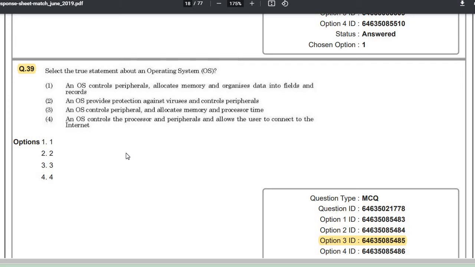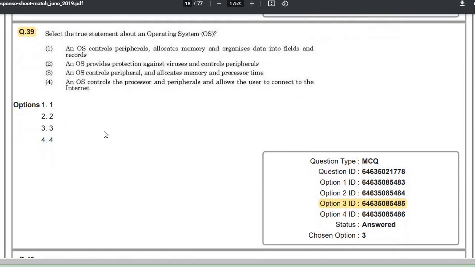Select the true statement about the operating systems. This question is from the information technology section. An OS controls peripherals, allocates memory and organizes data into fields and records. An OS provides protection against virus and controls peripherals. An OS controls peripherals and allocates memory and processor time. An OS controls the processors and peripherals and allows the user to connect to the internet.